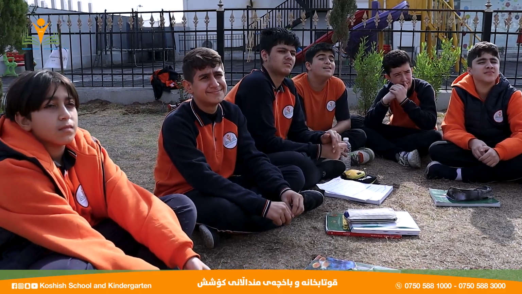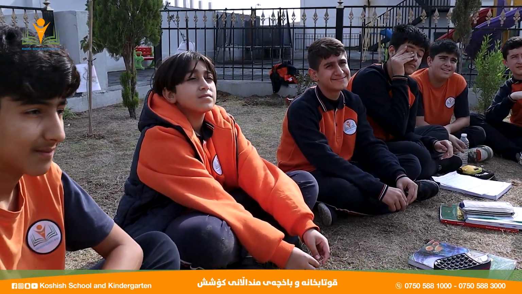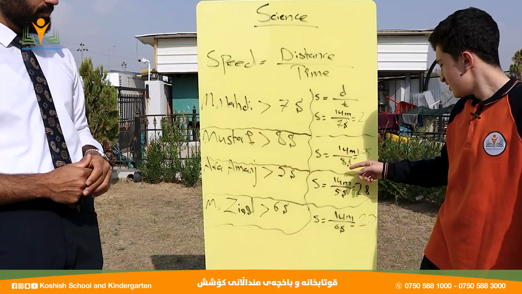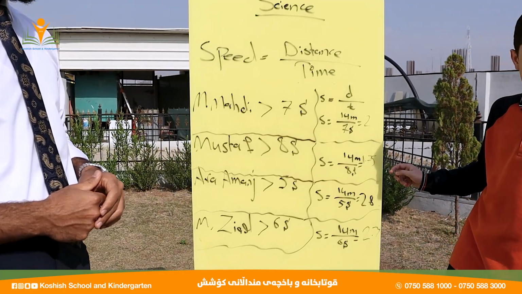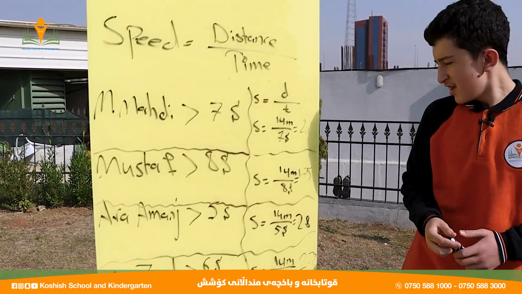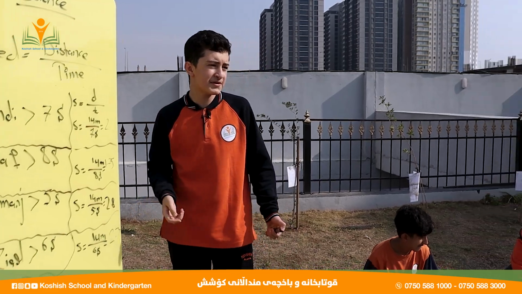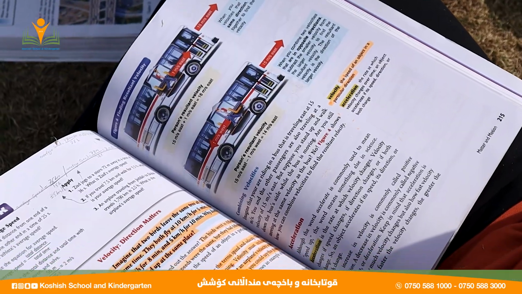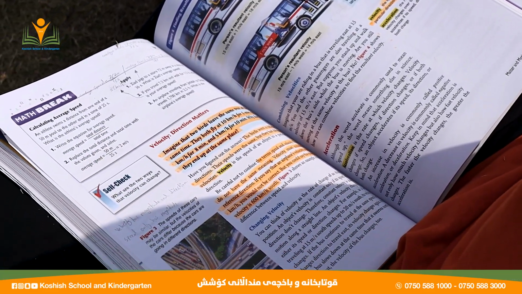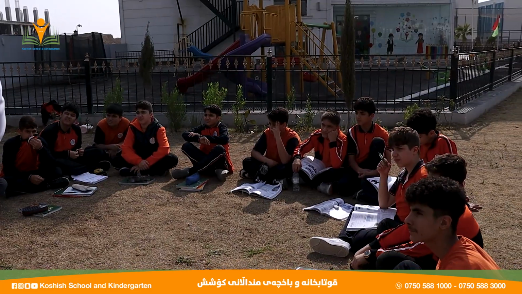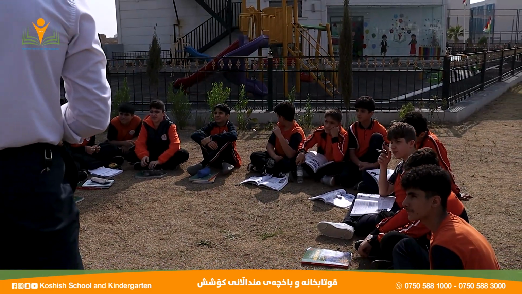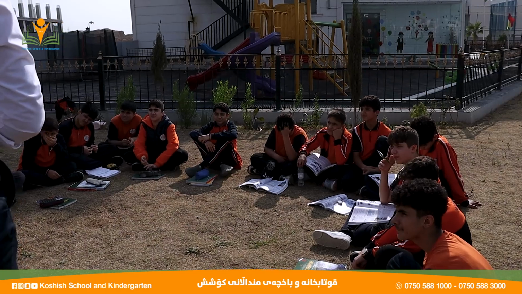Mustafa Shakir, he ran 14 meters in 8 seconds. And if you divide 14 by 8, it equals 1.75, which means 1 3/4. Means 1.75 meters per second. Then we got Ara Amand. He ran 14 meters in only 5. If we divide 14 by 5, it equals 2.8 meters per second.